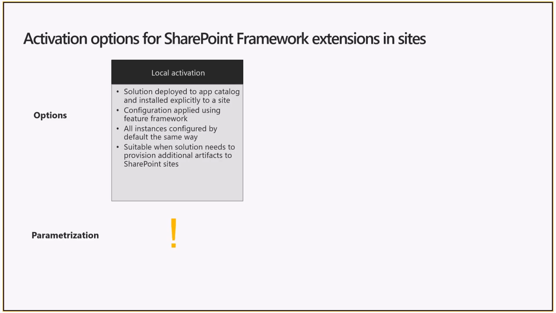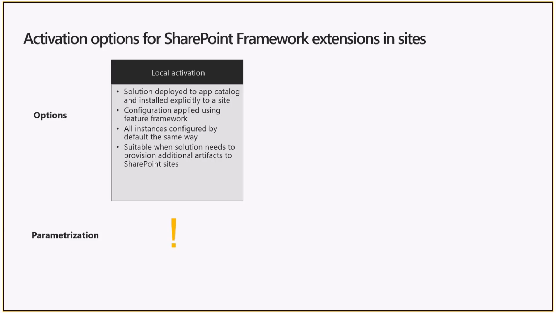But if you watch this webcast immediately when it goes live, that option is not yet available for you. So that's coming slightly later. I'll come back to that one in a second. Now, the local activation is the first option. This basically means that the solution is deployed to the catalog, but it's not tenant-scoped deployed. So the solution gets activated when you install it explicitly to a site.